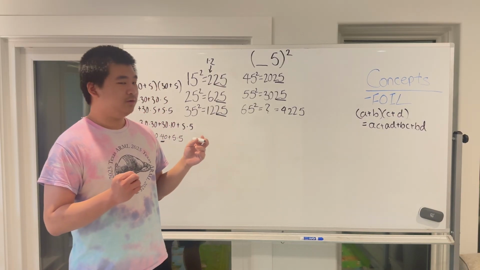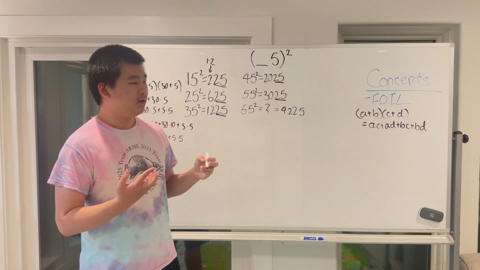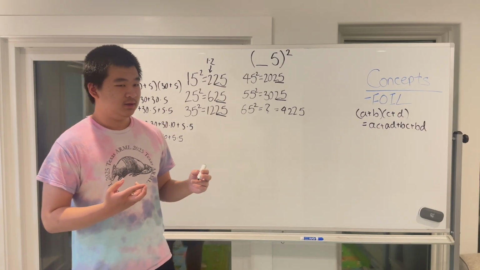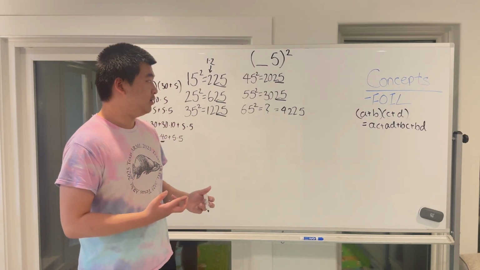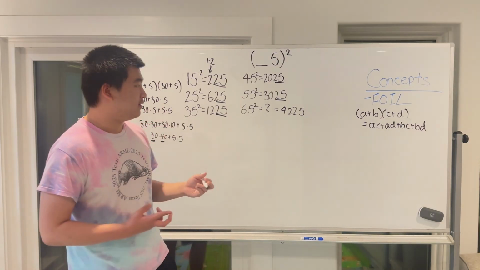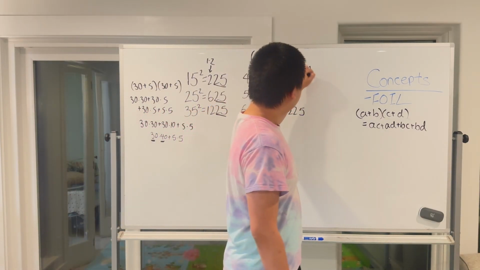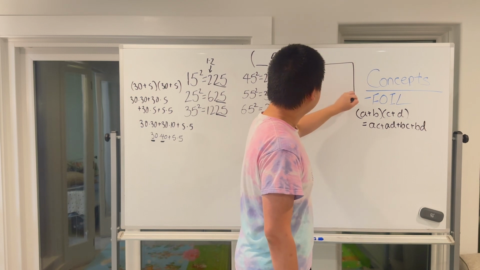But another way to think about it might be using a square, because a number squared is called squared because it's the area of a square. So it might make sense to think about it like that. For example, let's consider the number 65 squared.